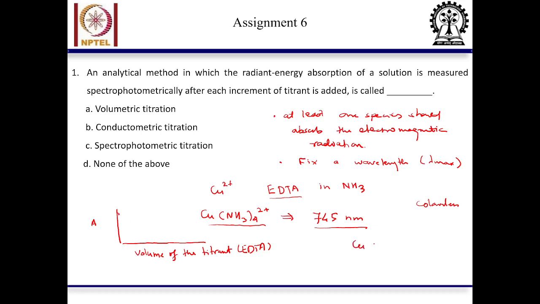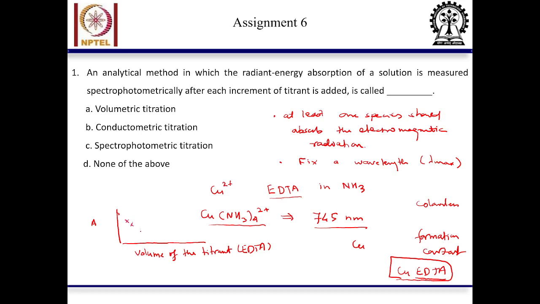One more important thing is the formation constant. This copper EDTA formation constant is greater than that of the copper ammonium complex. So basically, what will remain in the solution? The copper EDTA. As we add EDTA, more and more copper EDTA will form, and the concentration of the copper ammonium complex will decrease. So your absorbance will decrease.